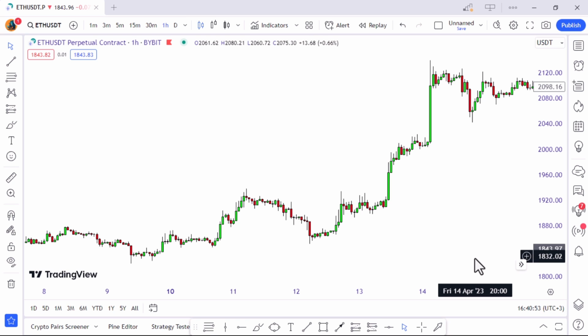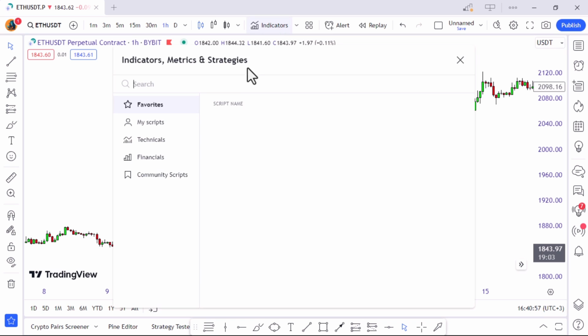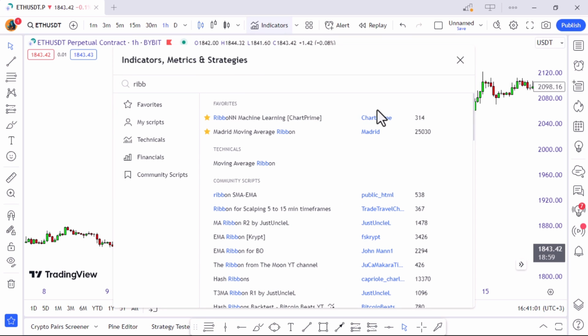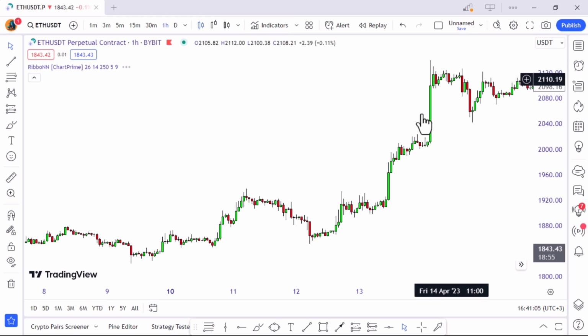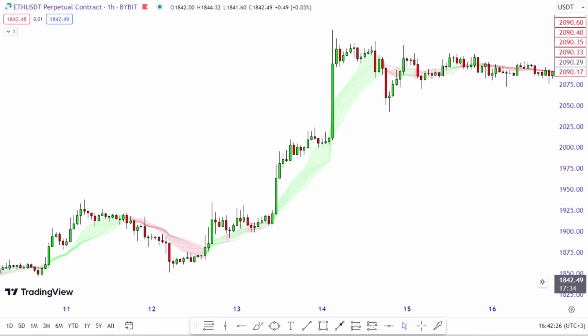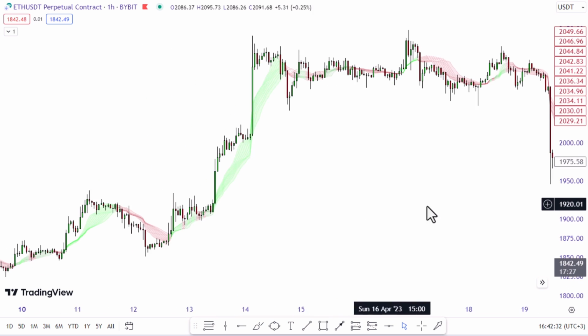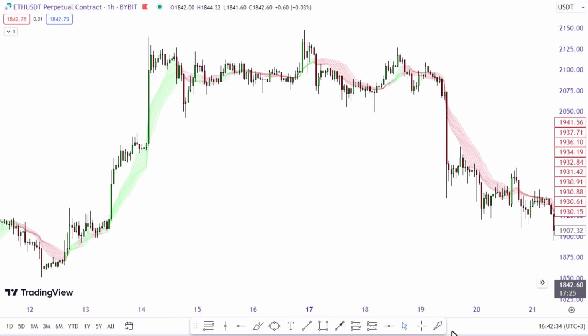First things first, to get this indicator on our chart, simply click on indicators and search for Ribbon Machine Learning. It's been developed by a scripter named Chart Prime, thanks to him or her, by the way. Now take a look at how it's displayed on the chart. It's in the form of a ribbon that overlays the price chart itself. What's neat is that this ribbon is actually based on a machine learning algorithm, specifically the nearest neighbor algorithm.